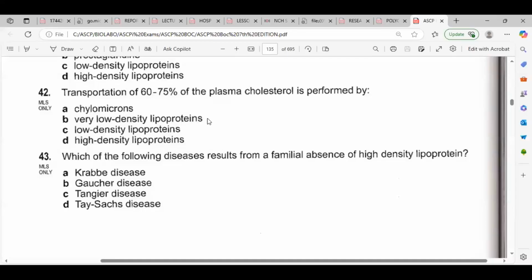VLDL. What does it transport? Very low density, if you remember. You don't remember? What does this transport? Remember. And you're going to remember also high density. Okay, high density is okay, but at least very low density. What does it transport?